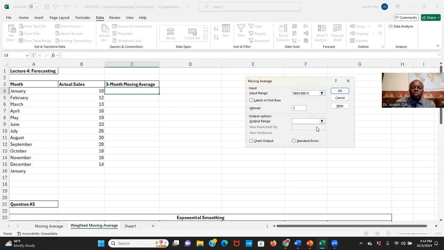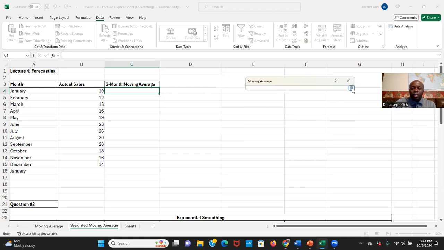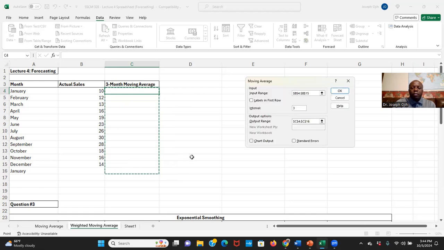Then output range. Output range is where you want your answer to be. Of course, it should be on the table. So click here and then highlight where you want it to be. And they want January sales, so include January. Now, chart output. Yes, most of the work you need a chart. A chart will give you a pictorial way of seeing the forecasts. So click on chart output. And besides, you won't have to worry about starting all over to create the chart. It will give it to you automatically.